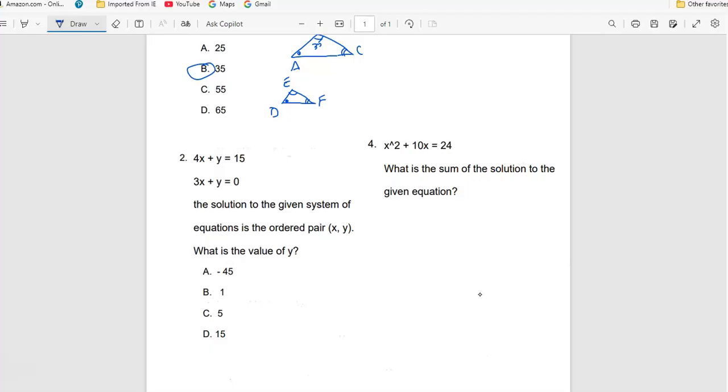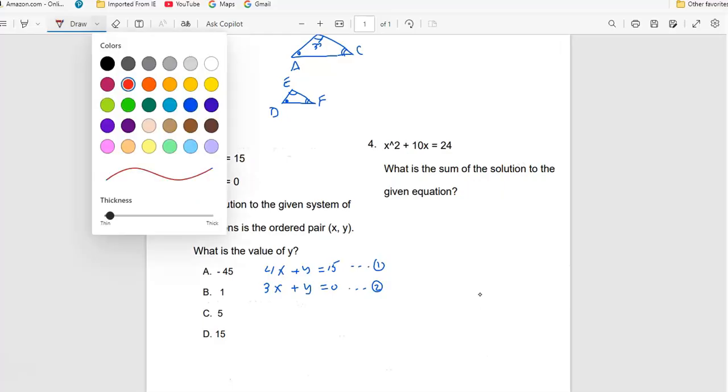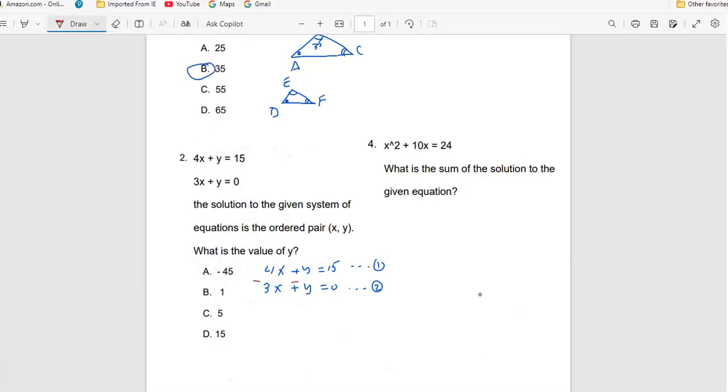So here it is. You're going to do it this way. You have 4x plus y equals 15, the first equation. The second equation is 3x plus y equals 0. Now, if I subtract the second equation from the first, or you can change the signs and add. If I change the sign for the second equation, instead of positive it will be negative. The 0 doesn't matter, positive or negative.